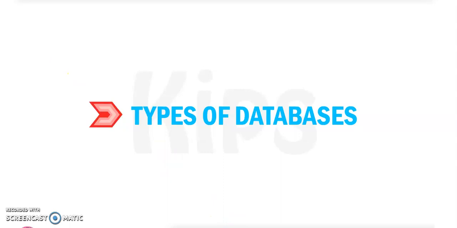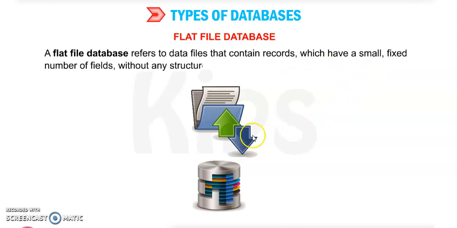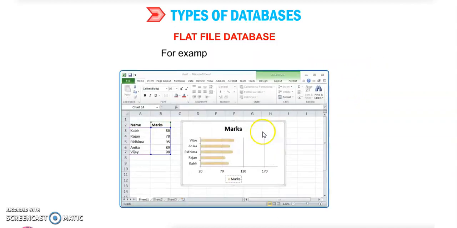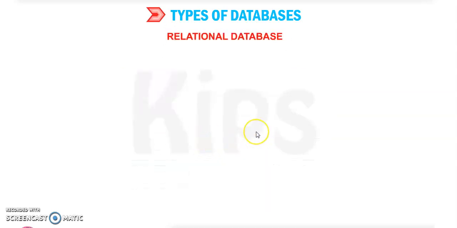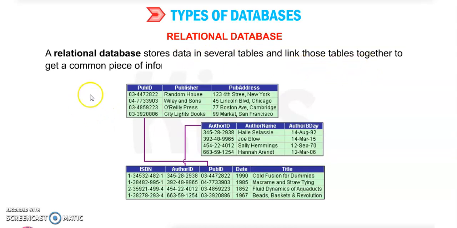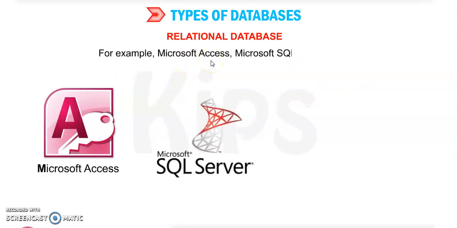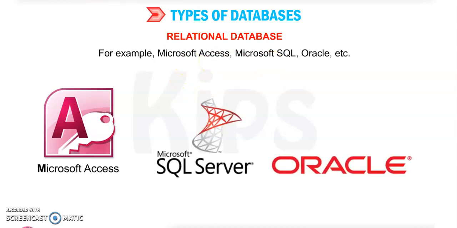Just go through these different types of databases. There are mainly two types of database. First, the flat file database. A flat file database refers to a data file that contains records which have a small fixed number of fields without any structured relationship, for example, Microsoft Excel. Second is the relational database. A relational database stores data in several tables and links those tables together to get a common piece of information. For example, Microsoft Access, SQL, Oracle.